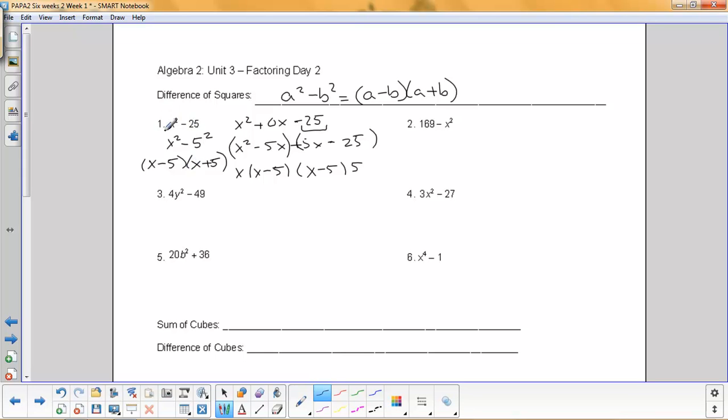Use the shortcut, recognize when to use it appropriately. 169, 13 squared minus x squared, so that becomes 13 minus x times 13 plus x.